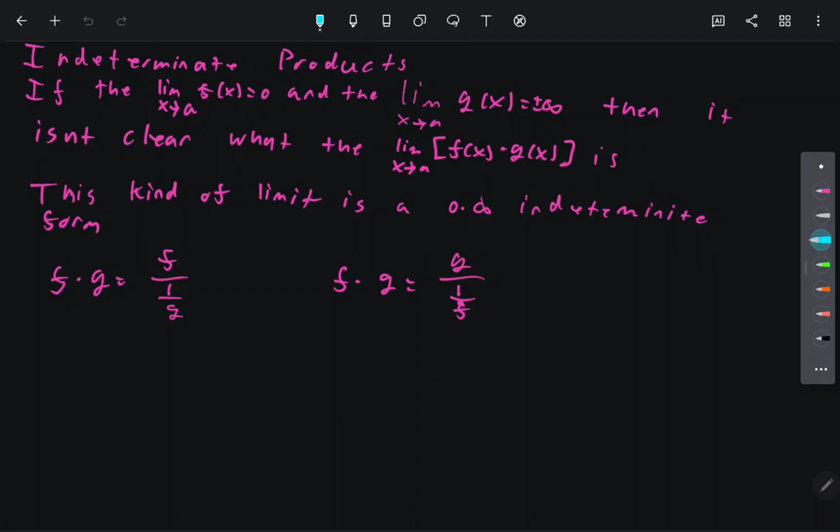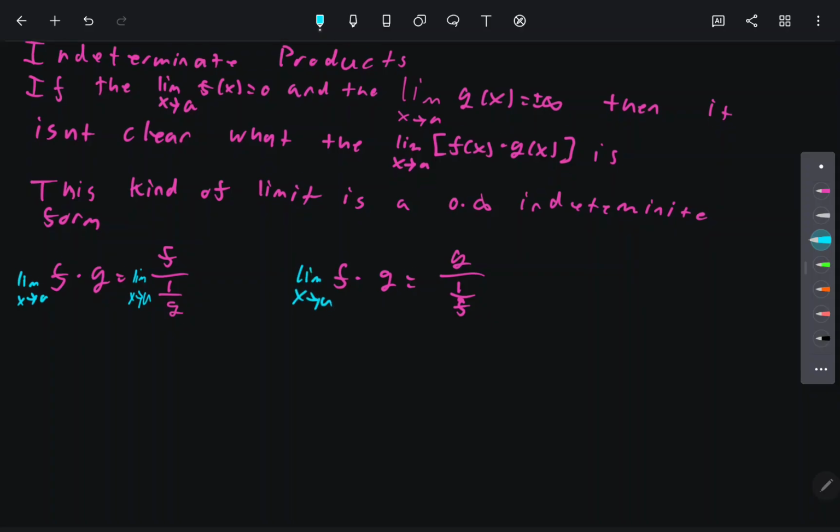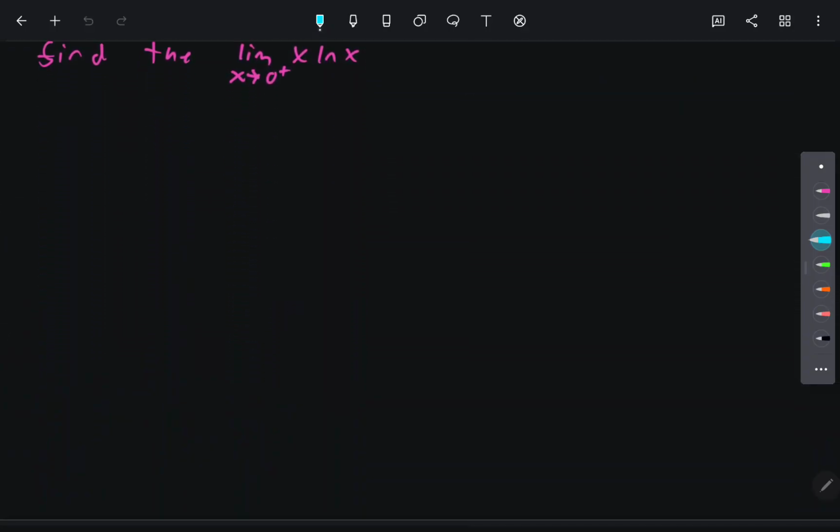So this happens whenever we're taking the limit of a function in the form f of x times g of x. And the way that we're going to fix it is by writing either f of x or g of x as a reciprocal, so we're going to make this into a quotient, so L'Hopital's rule will apply. So looking at this example here, find the limit as x approaches 0 of x ln of x. Well, as x approaches 0, we see that ln of x is going to go to negative infinity. However, x is going to go to 0. So which is the answer here?